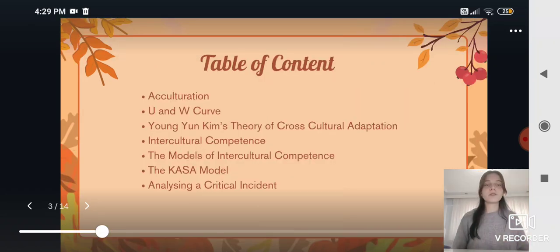So let's start. Let's talk about my content. Today we will talk about the definition of acculturation. We will see the U and W curve. We will also see Young Kim's theory of cross-cultural adaptation. We'll also see intercultural competence, and we will talk about the models of intercultural competence. Also, we will talk about the KASA model. And as the last topic, we will analyze a critical incident together.